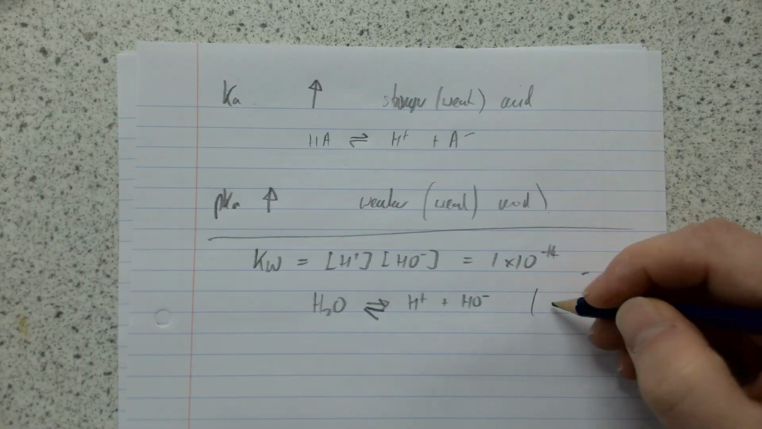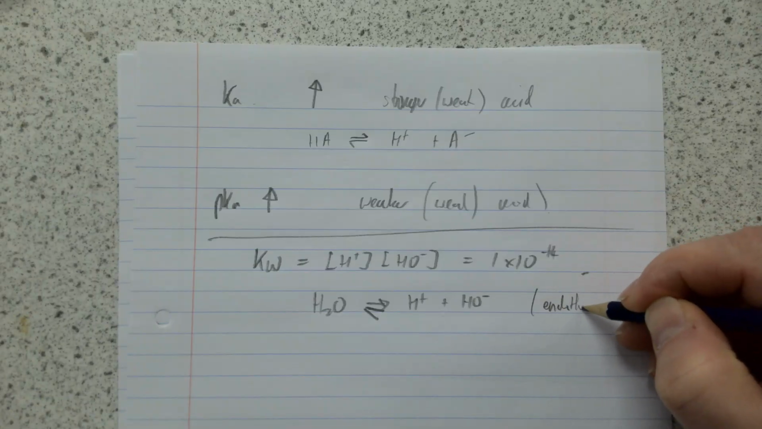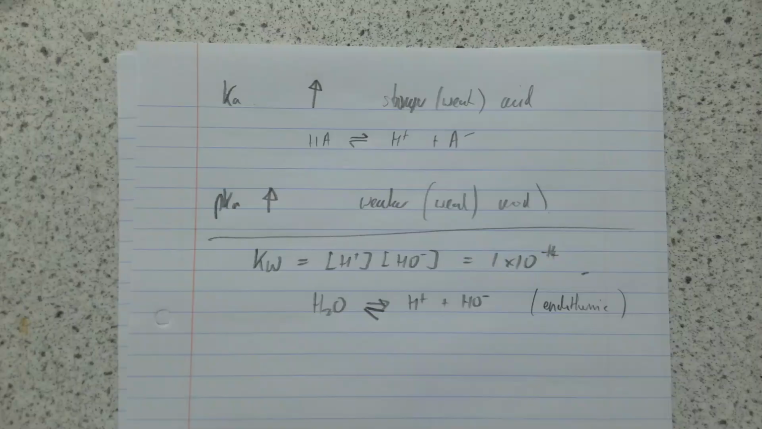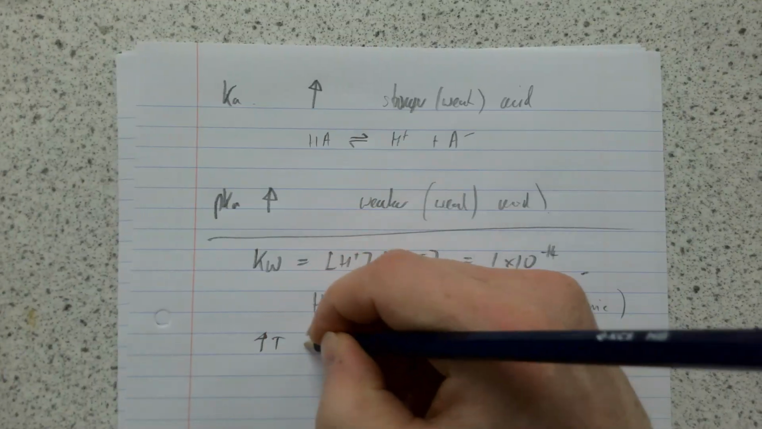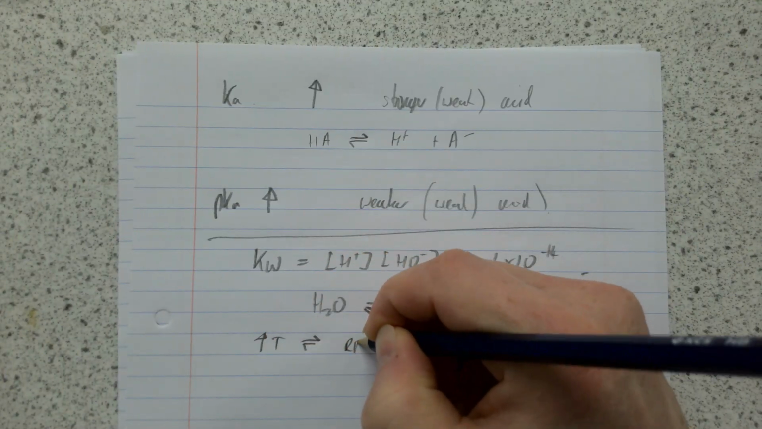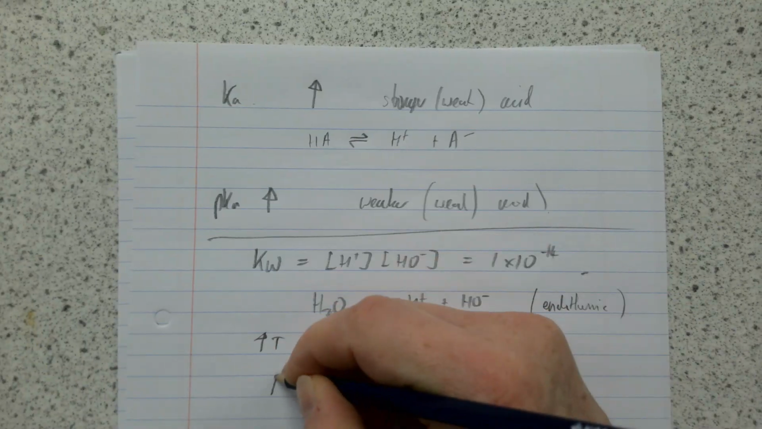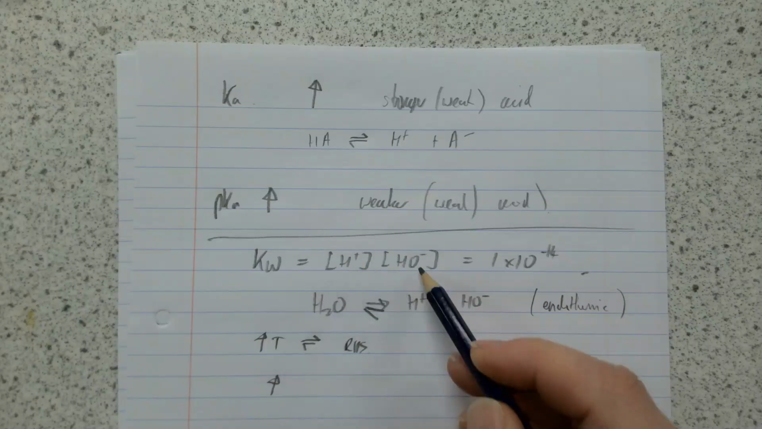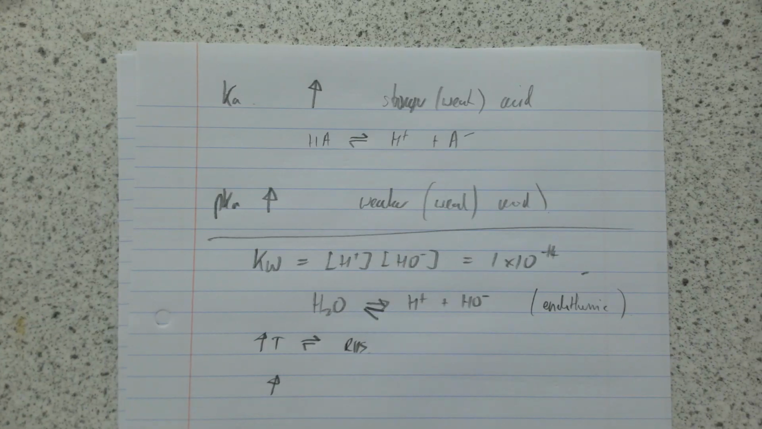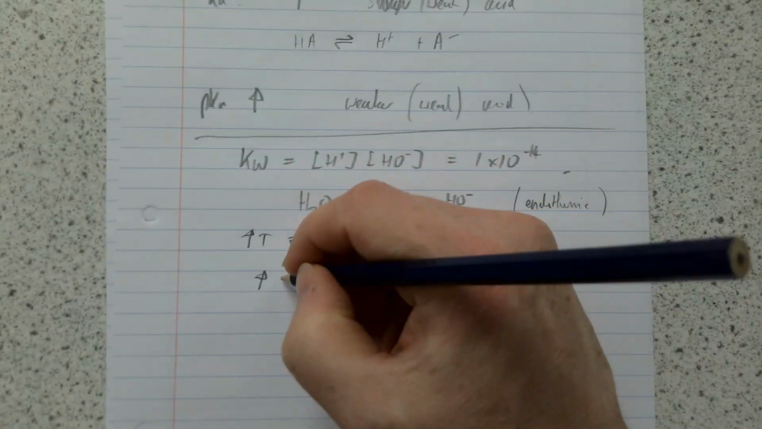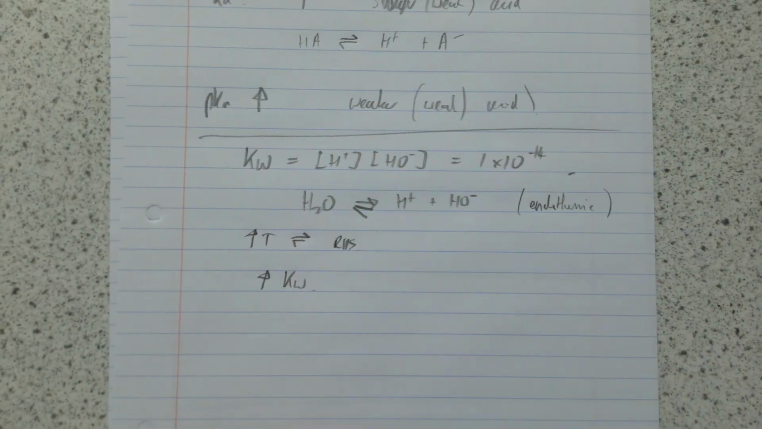Is breaking that bond there endothermic or exothermic? So if that's endothermic, because it's breaking a bond, if I increase the temperature, is that equilibrium going to shift to the left or to the right? If I increase the temperature of an endothermic reaction, where will Le Chatelier's principle say the equilibrium shifts? Yeah, the equilibrium will shift to the right if you increase the temperature. So Kw will therefore increase because you're going to have more H plus and OH minus. So the Kw increases. Okay?